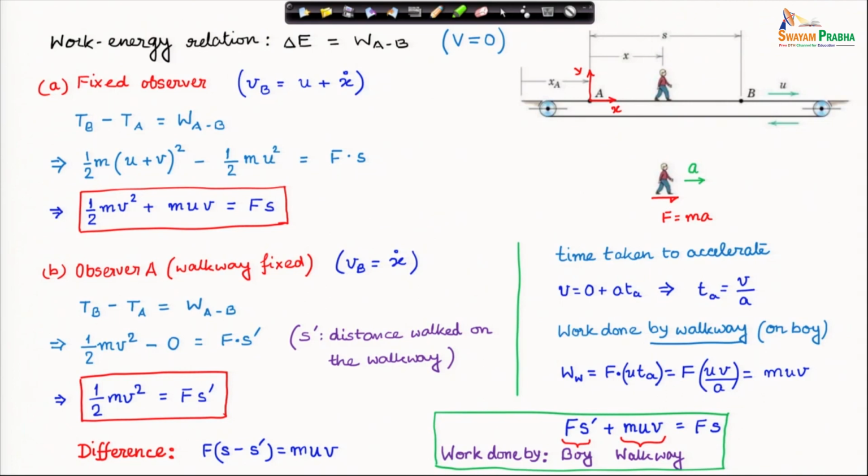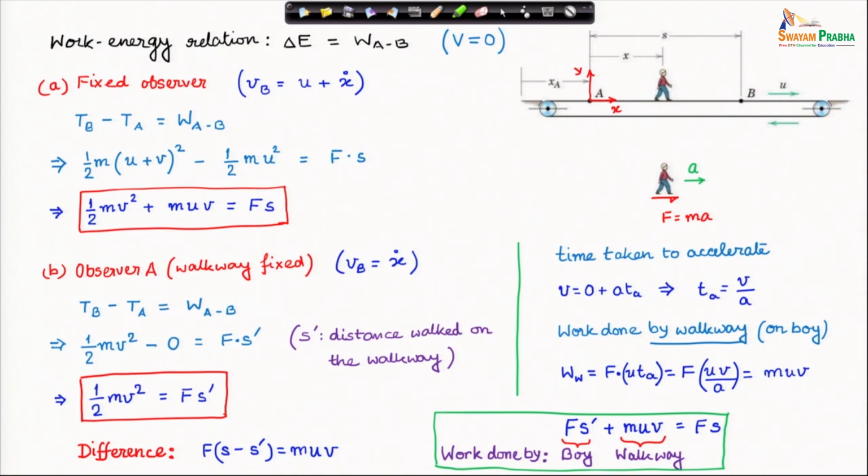Therefore, the net work done by the boy has to be measured on the walkway frame, because the boy is walking on the walkway, he is accelerating, and he is using his energy to accelerate only over the distance he is covering on the walkway. Therefore, the work done by the boy must be F s prime, plus the work done by the walkway on the boy, m u v. This is the total work done as calculated by the inertial observer.